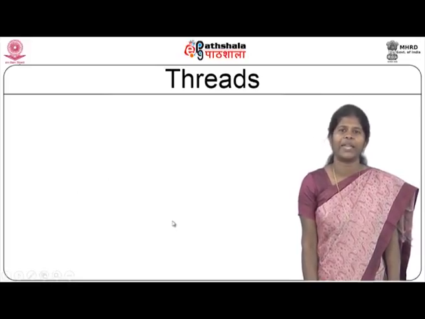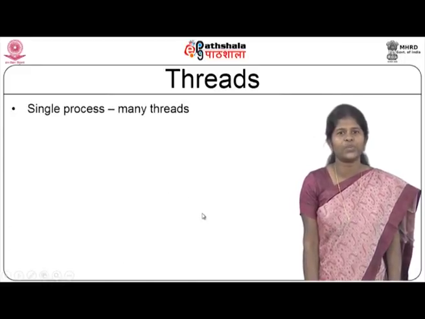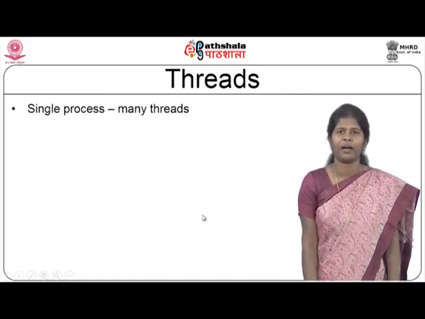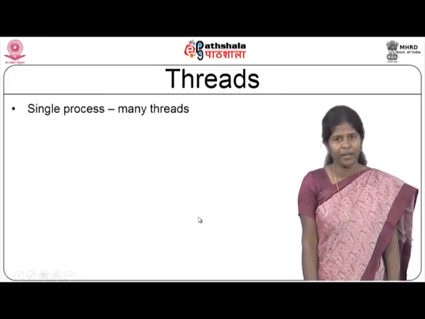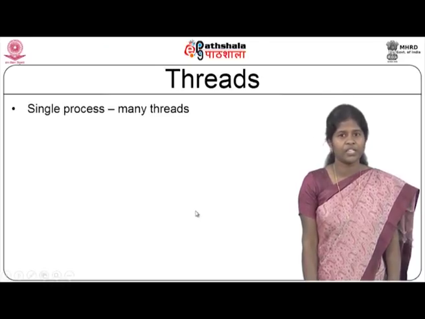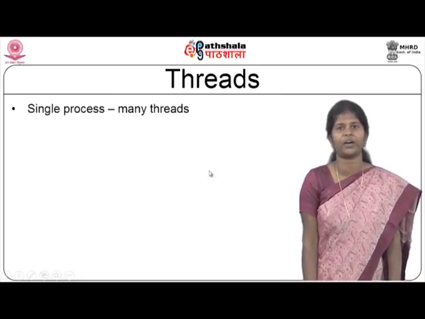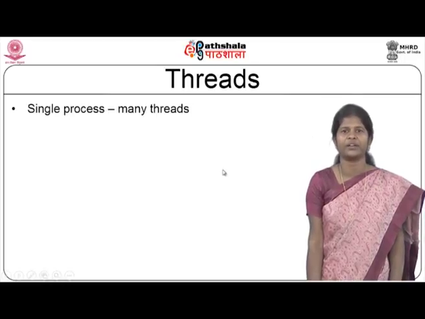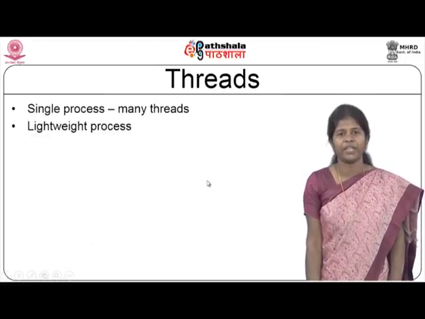Now, we learn about threads. These threads are called lightweight processes. When you have a single process, you can have only one sequence of execution, and if you can divide a process into multiple parallel executions, or into sub-processes which can run in parallel, then each of the sub-processes can be executed using a thread. So, a single process itself can have many threads.